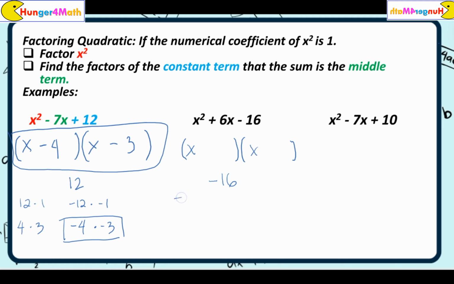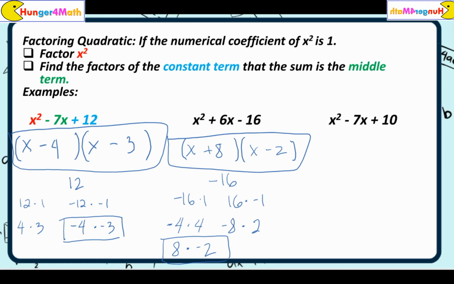So we can use negative 16 times 1 or 16 times negative 1. We can also use 4 times 4, where one should be negative. We can also use negative 8 times 2 or 8 times negative 2. So among here, our answer will be 8 times negative 2, because once we add that, the answer is the middle term, which is 6. So the answer will be x plus 8 and x minus 2.